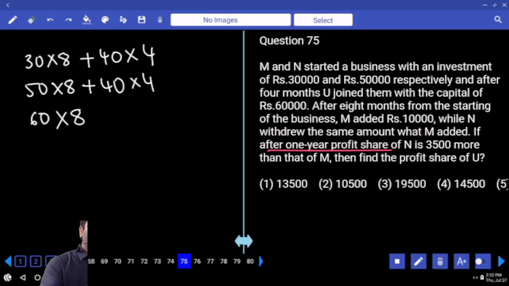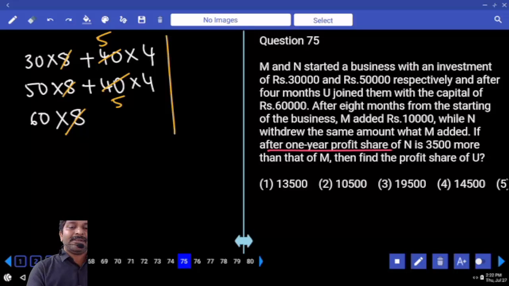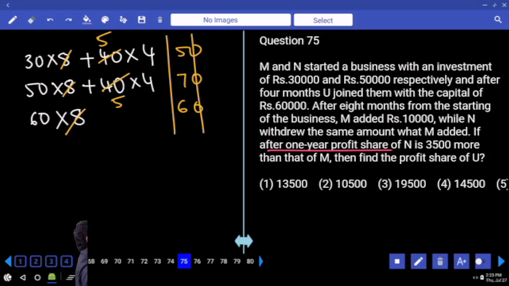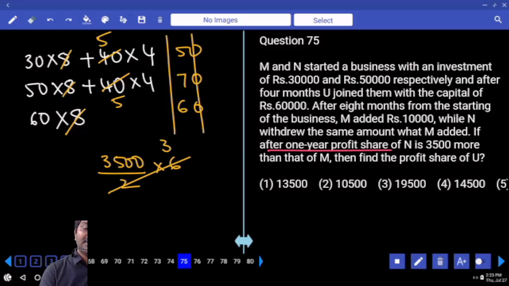So he will be there for, now you can go with 8 cancellation everywhere. 8 5 times and then 8 5 times. Are you okay? Right. 30 plus 20, 50. 50 plus 20, 70 and 60. Zeros are again common. So you can say 5 parts, 7 parts, 6 parts. N is getting how many parts more than M? 2 parts. In terms of rupees, 3,500 is equal to 2 parts. Then 1 part is equal to 3,500 by 2. And the question is about your share, which is equal to 6 parts. 2, 3 times. 3,500 3 times, 10,500.